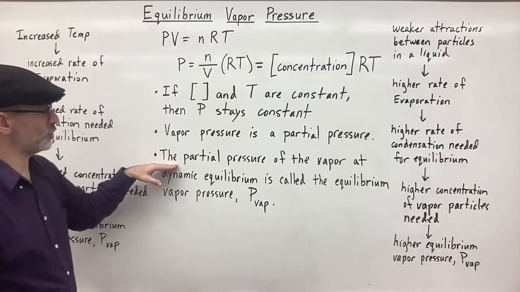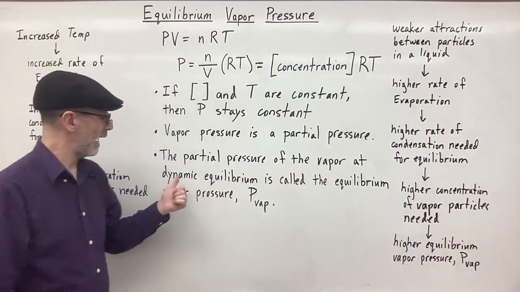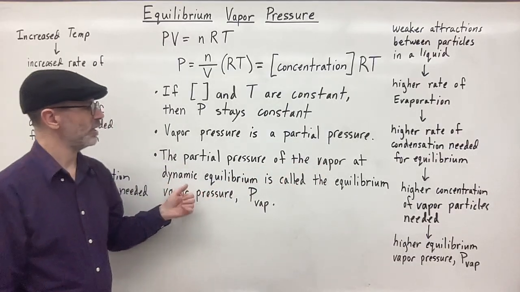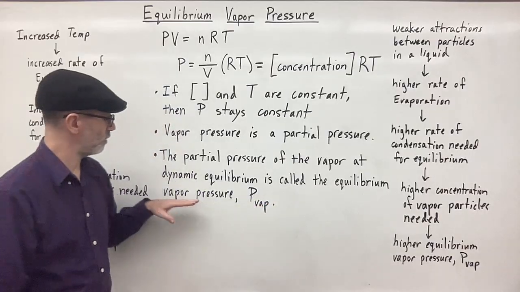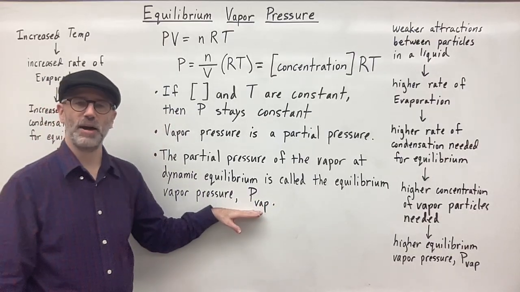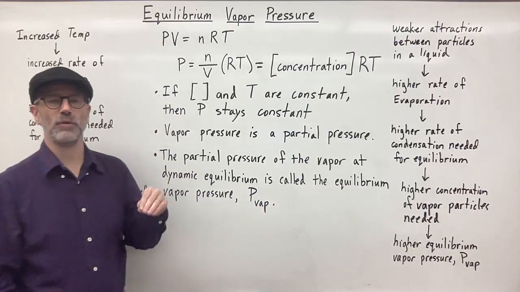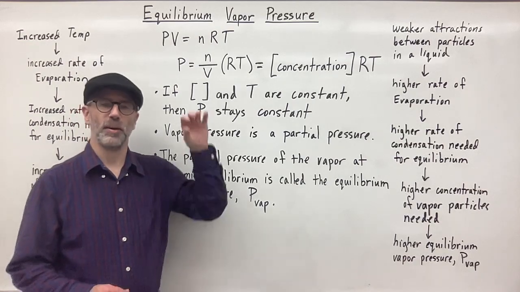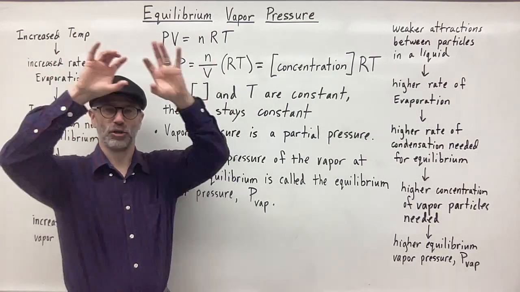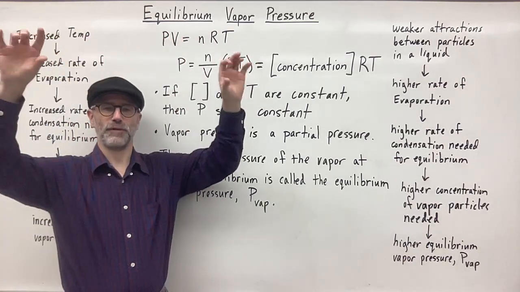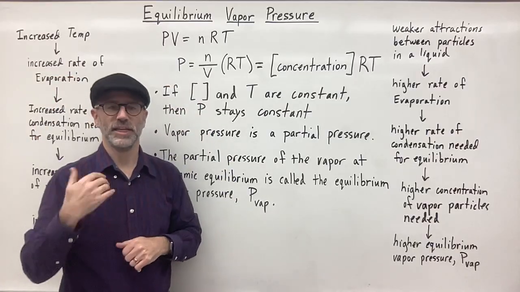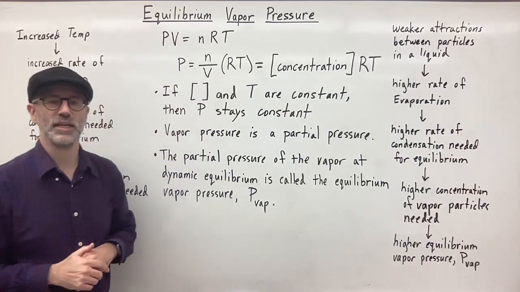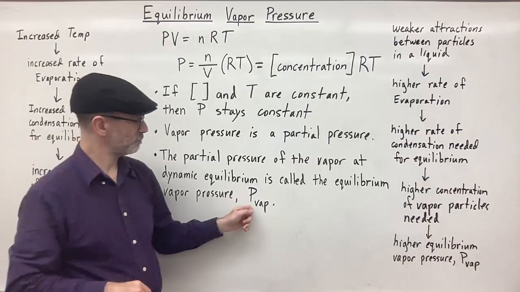Now, the partial pressure of the vapor at dynamic equilibrium is called the equilibrium vapor pressure, or P_vap, right? So when we reach the equilibrium, the pressure due to the particles in the vapor phase above the liquid is going to be referred to as the equilibrium vapor pressure.